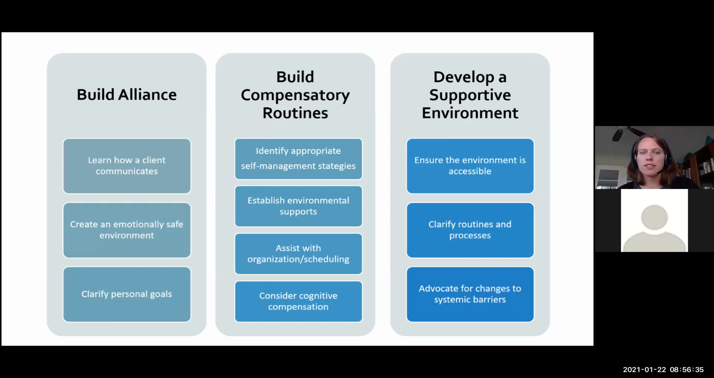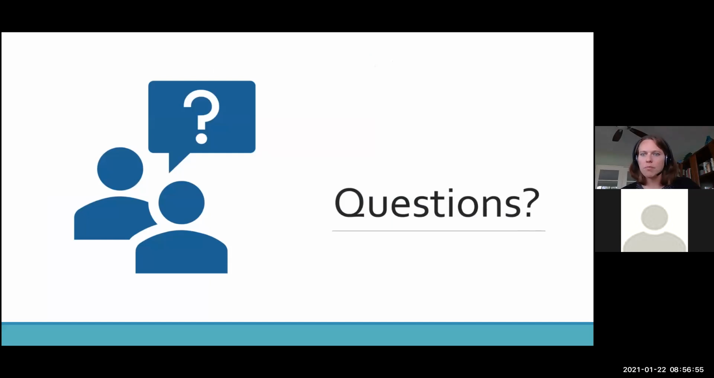So our next set of webinars, like I said, we're going to talk about developing that supportive environment. So today was sort of these micro level strategies, these individual things to do with clients. We're going to talk through sort of some systems changes that can be made to really make the environment accessible to people with brain injury, but really to a lot of different folks.